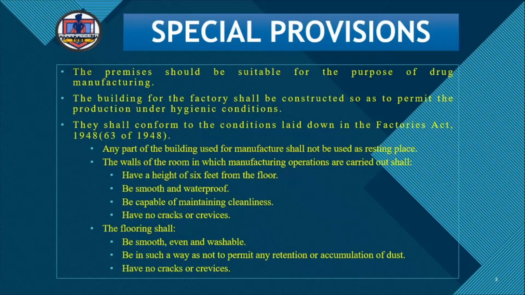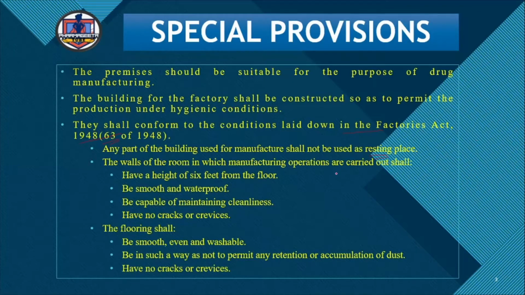So as the slide says, the premises should be suitable for the purpose of drug manufacturing. The building for the factory shall be constructed so as to permit the production under hygienic conditions. They shall conform to the conditions laid down in the Factories Act 1948, that is namely 63 of 1948. Any part of the building used for the manufacturer shall not be used for resting place.